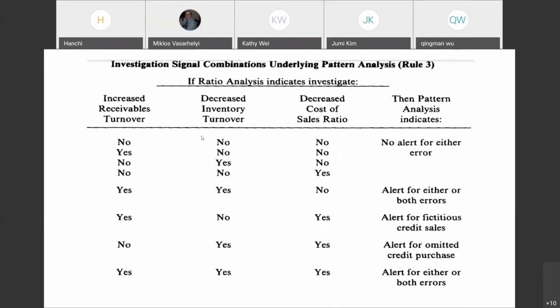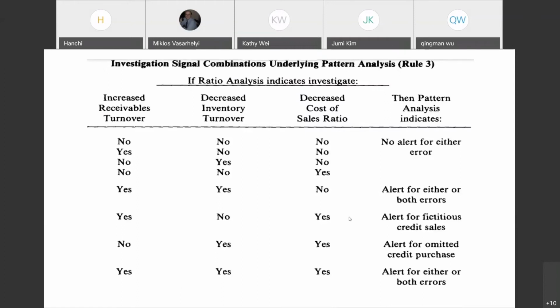Here is an example of the third rule. We can see that, for example, if there is no increase in receivable turnover, no decrease in inventory turnover, and no decrease in the cost of sales ratio, then we assume that there is no alert for either error, and we will have a lot of alerts in other situations.